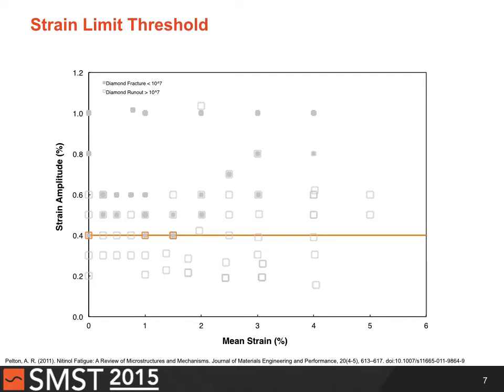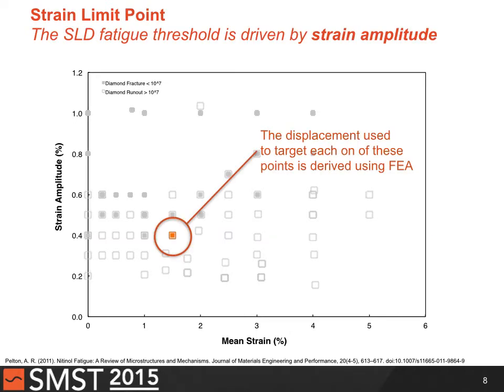And the thing that may not be obvious here is that when you're doing these diamond samples, every one of these points, how does it get there? How does it get onto this chart? We don't go to the Instron or MTS, if you like, and program in a strain amplitude and mean strain. We have to do finite element analysis to figure out the displacements that we need to set where these points are. So behind this is that each one of these points has a source of error in it that comes from the FEA analysis.